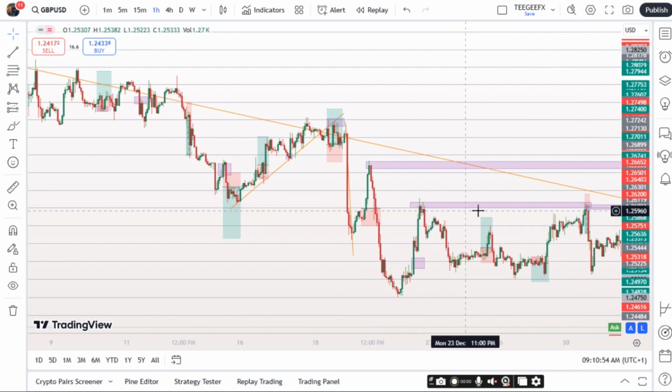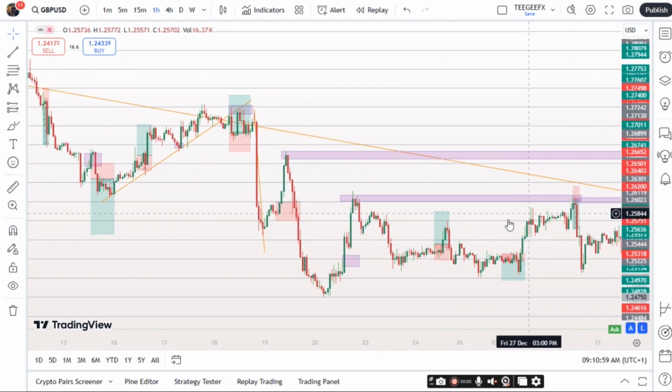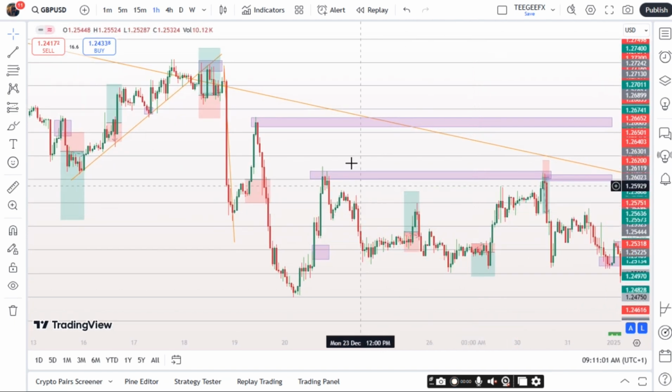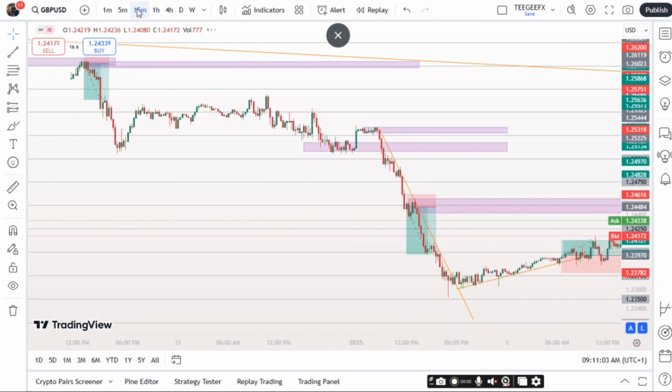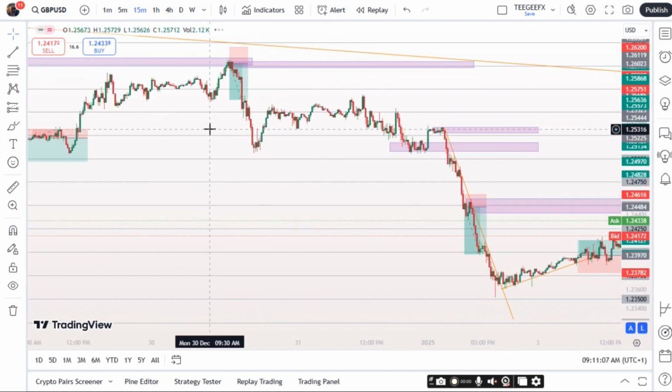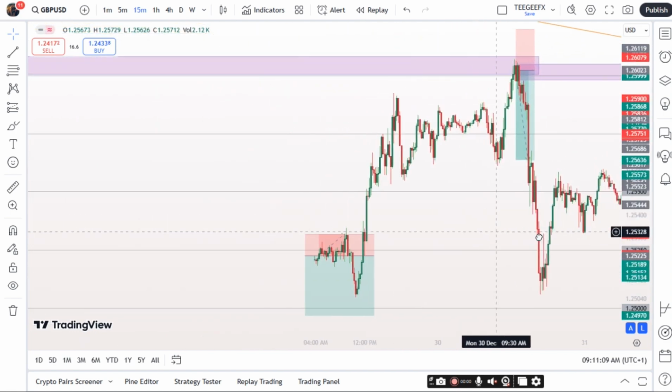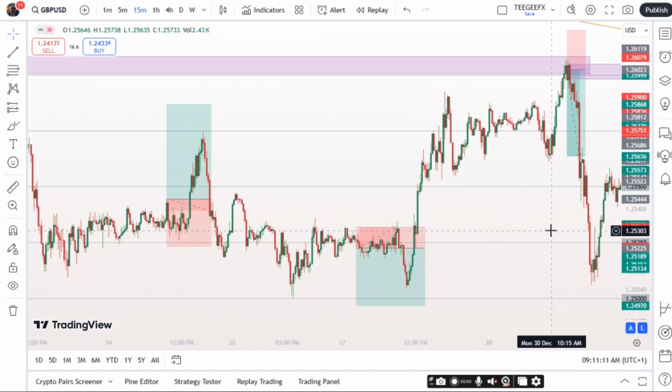So what I do is, on the 1 hour, as soon as the market gets to this level, I wait for a chart pattern on the 15 minutes. Simple, no stress at all. What chart pattern do I trade? I trade simply the M and W pattern. That's all, nothing much, no complication here.